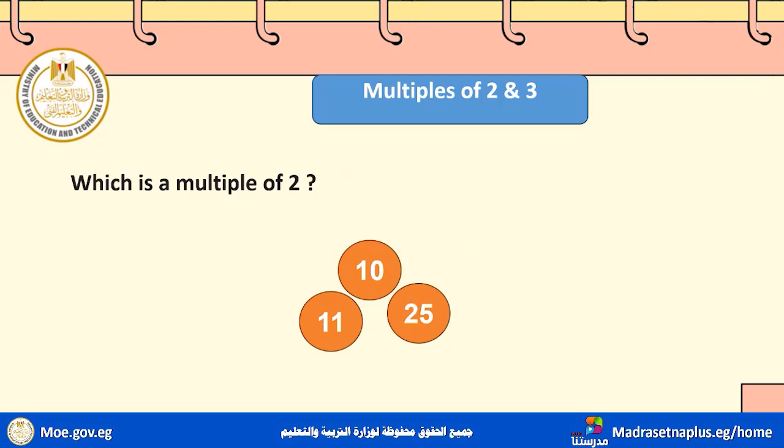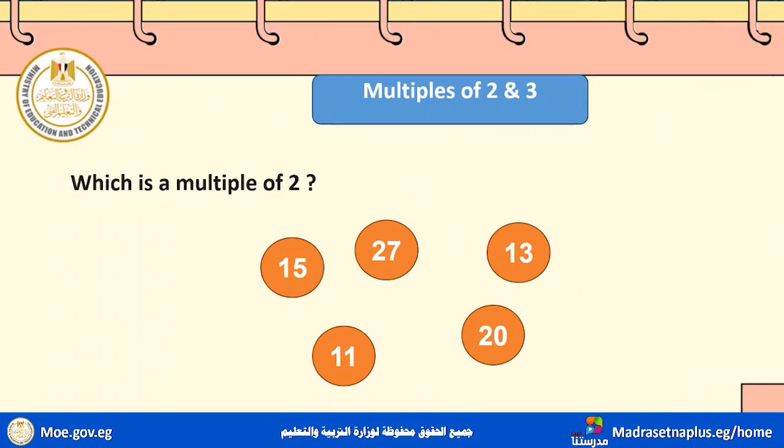We have three numbers now, 10, 11, and 25. Which will be the right answer? Oh, we cancel 25. That's right, 25 is not a multiple of 2. The left numbers are 11 and 10. Can you tell me the right answer now, fast, please? Yes. So the right answer is 10. Really? 10 is a multiple of 2.